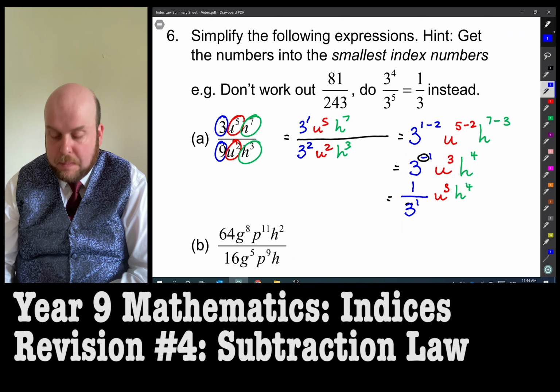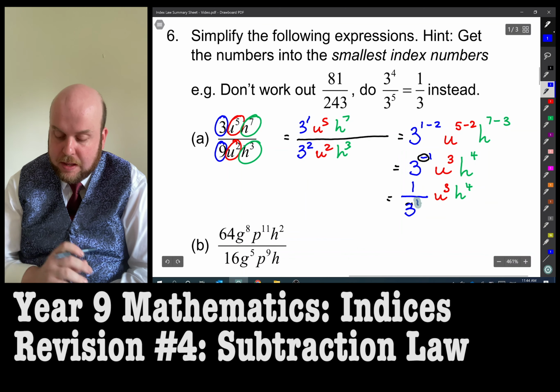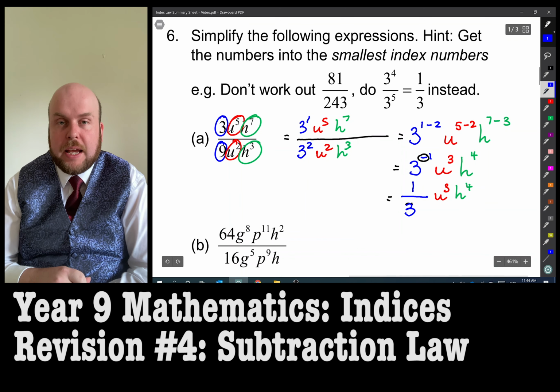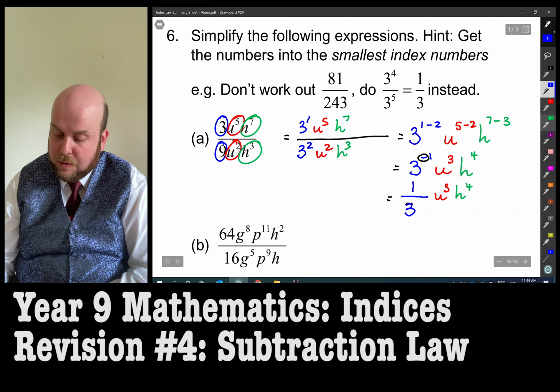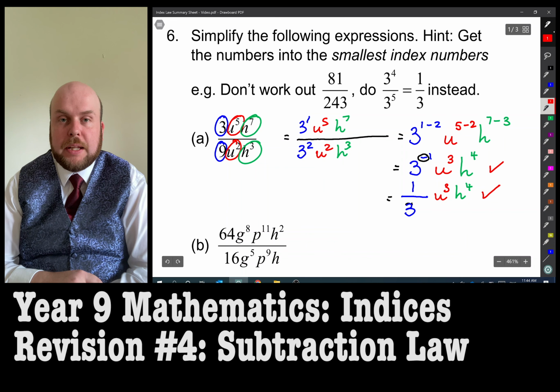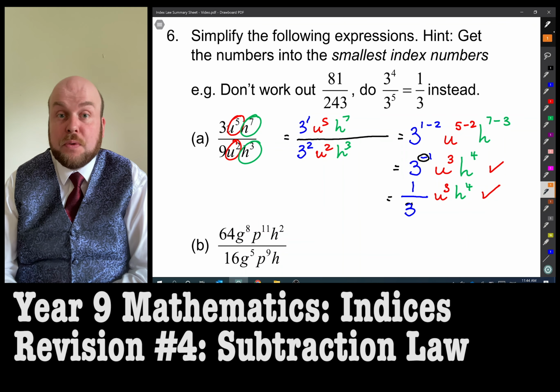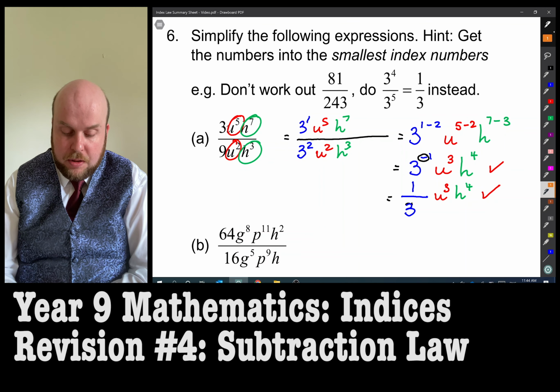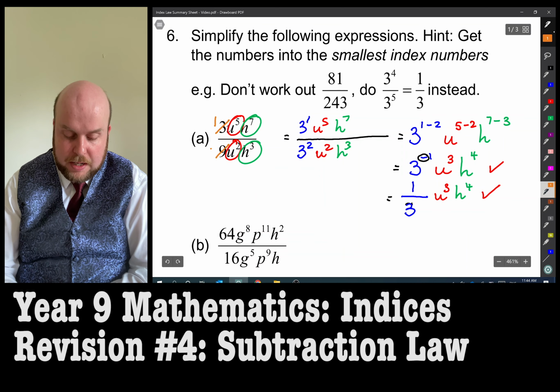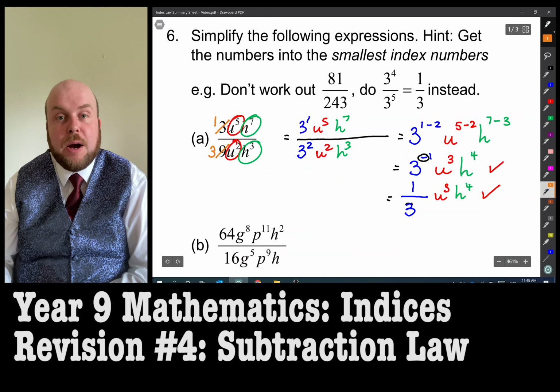If you have numbers to the power of 1, we can actually just get rid of that 1 there, and it would still be the same as a third u to the power of 3, h to the power of 4. Both of these are acceptable answers. Alternatively, at the very beginning, you could have used some rules of fractions and simplified accordingly. 3 goes into 3 once, 3 goes into 9 3 times, and there's our 1/3.